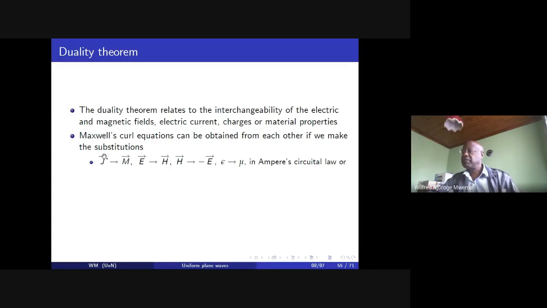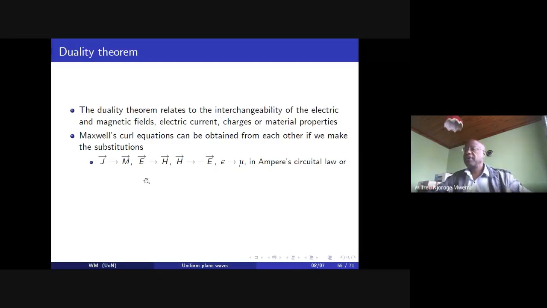So in the Ampere circuit law, I'll give you 1 minute, okay? And you go with me. Just write down Ampere circuit law, that is the curl of H is given by the current density J plus the displacement current density, which is epsilon multiplied by the dE/dt. Okay? So once you have that, on a different line, change the J to M.